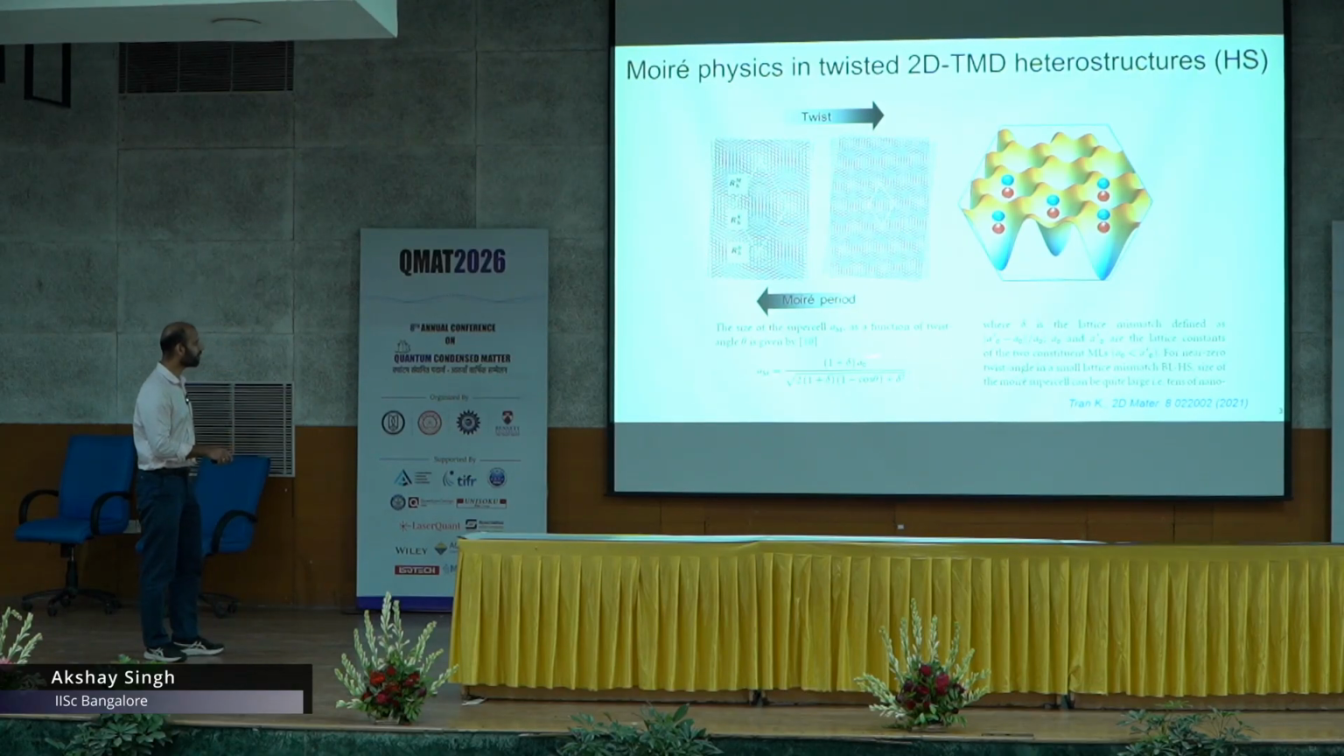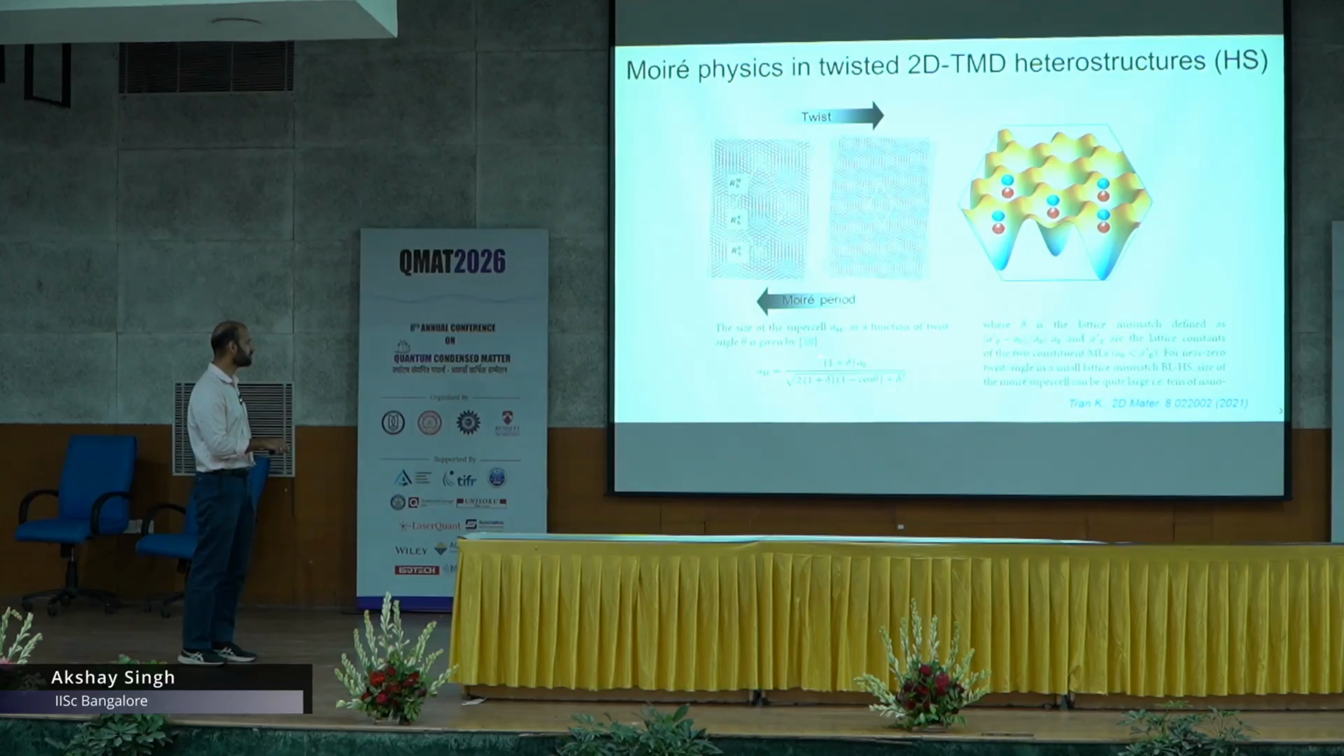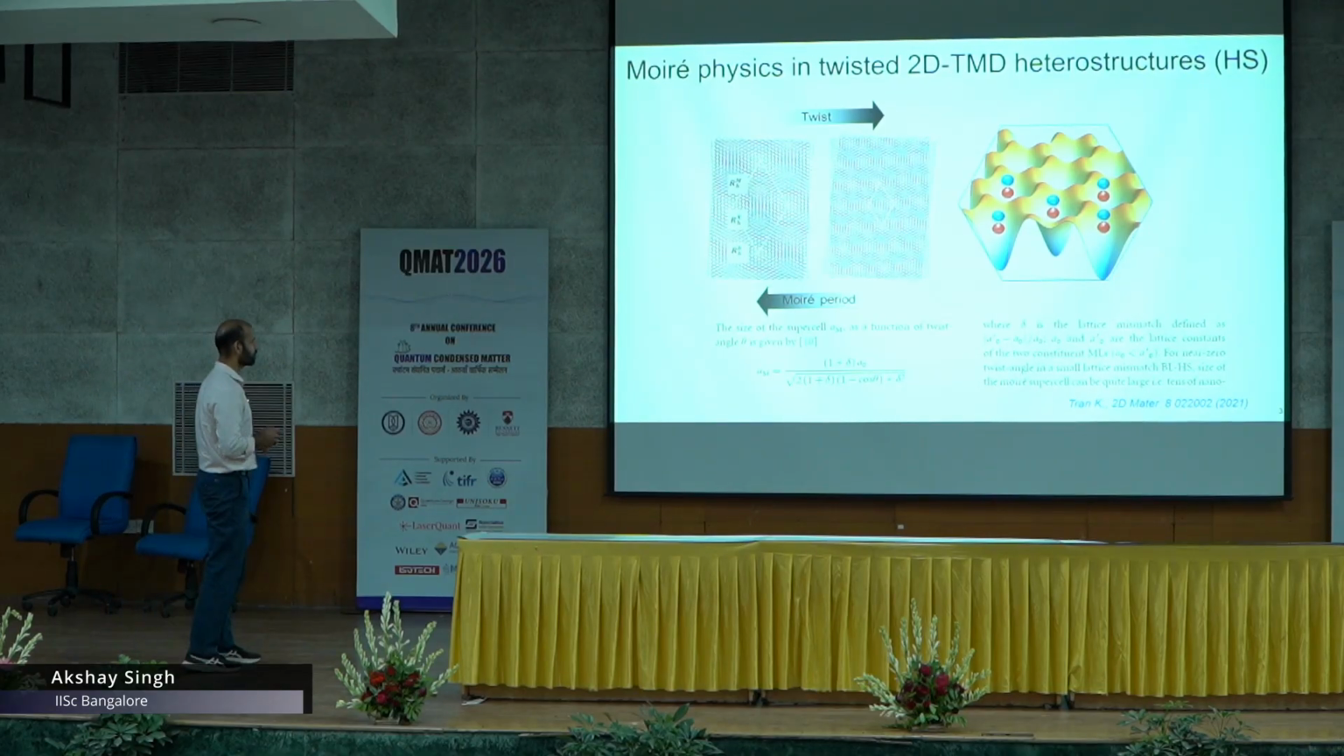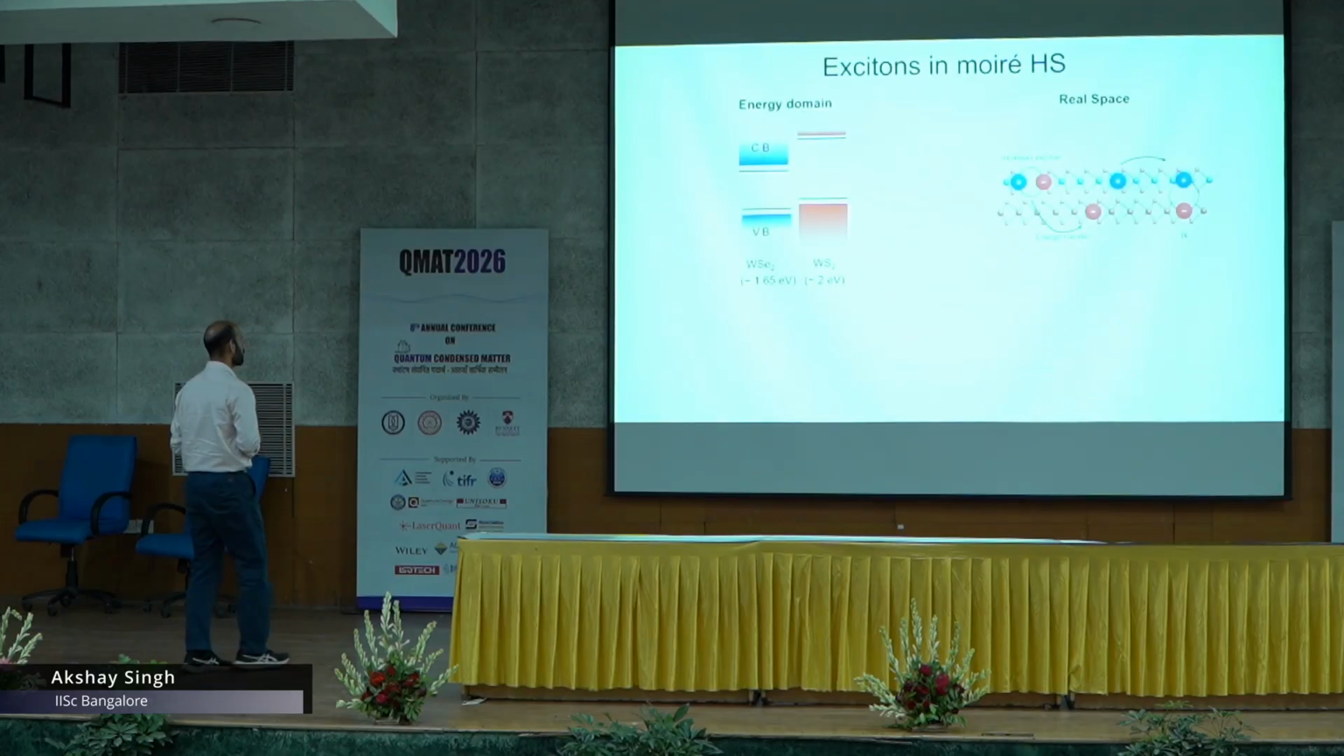If you want to be more formal, this is the full relationship between twist angle, lattice constant, and the Moire period. As you change the lattice constant difference and the twist angle, the Moire period is tunable, and that's really amazing. So you get a one-system-fits-all kind of approach. You can either change the two materials you're looking at, or you can change the twist angle. All right.